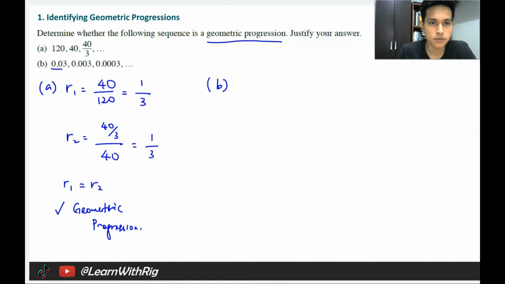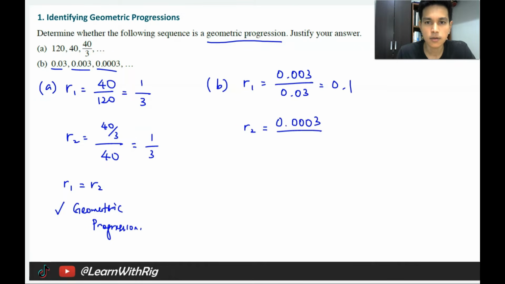Question B. The first term is 0.03, then 0.003, then 0.0003. First we find the first common ratio: 0.003 divided by 0.03. You should get 0.1. What about R2? R2 is 0.0003 divided by 0.003. The answer is also 0.1. So since R1 is equal to R2, this sequence is a geometric progression.